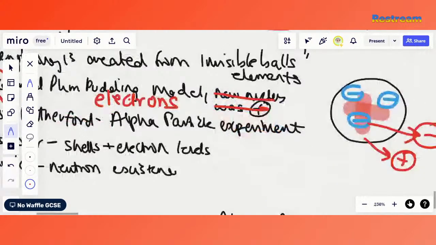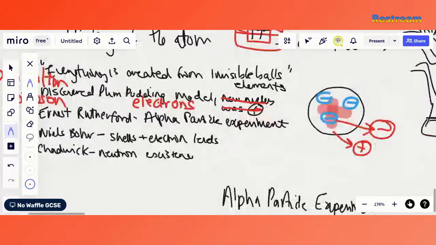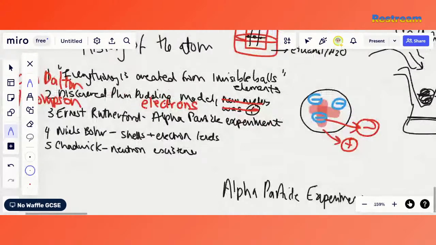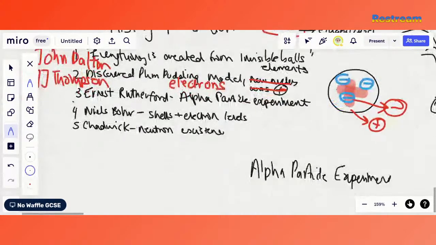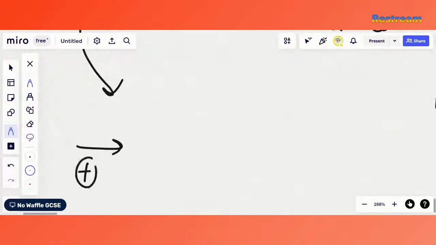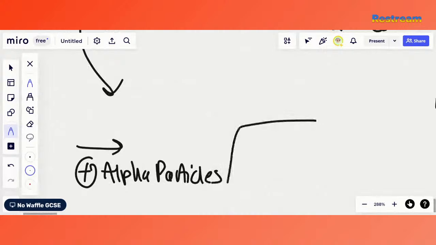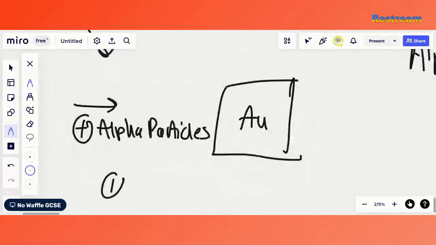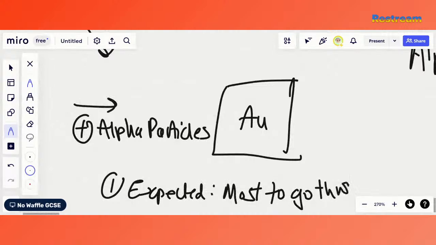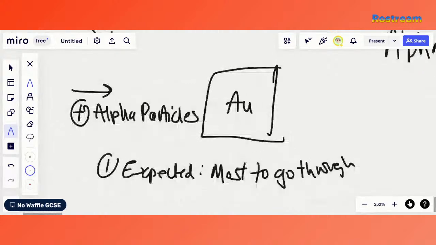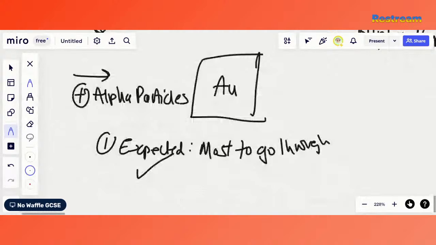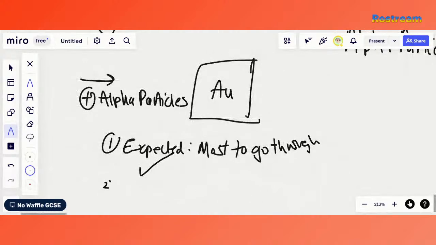Now, Ernest Rutherford conducted his alpha particle experiment, and let's look at what he found out. What Ernest Rutherford did was he fired positively charged alpha particles at a thin sheet of gold. Now what he did was he expected most to go through, because he realized that they are very small. And this prediction was correct. Most did go through, which suggests the very small nature.